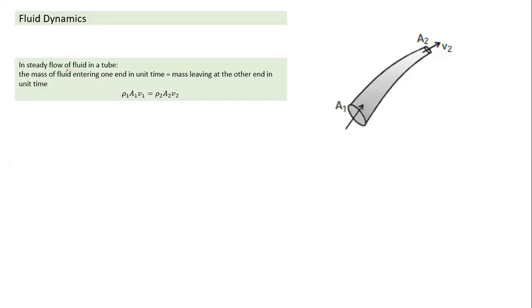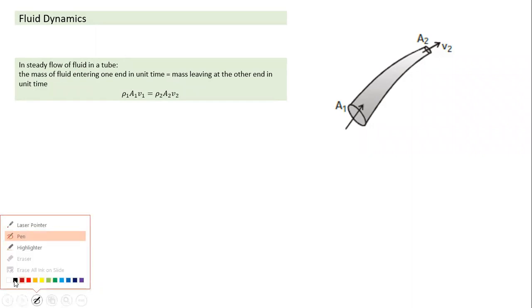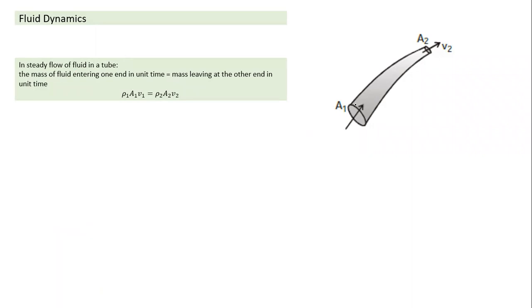In a steady flow of fluid in a tube, just imagine the liquid is flowing in a tube. Either it's a real tube or it could be a virtual tube also. How do you get a virtual tube? That's based on the streamline. Let's take the real tube.